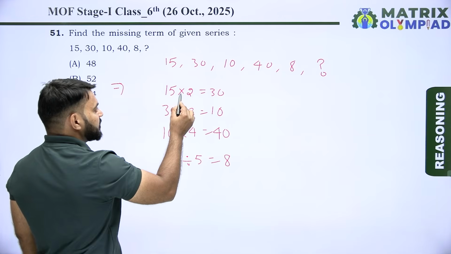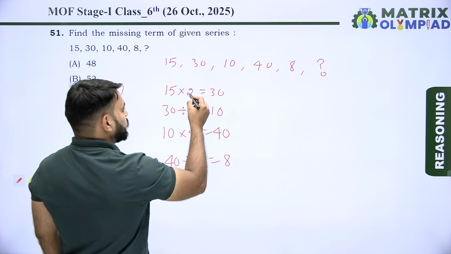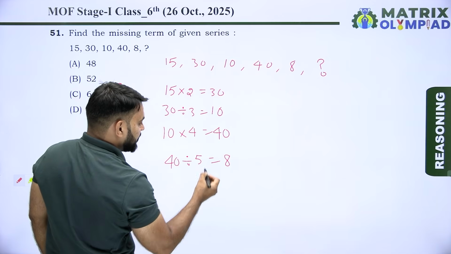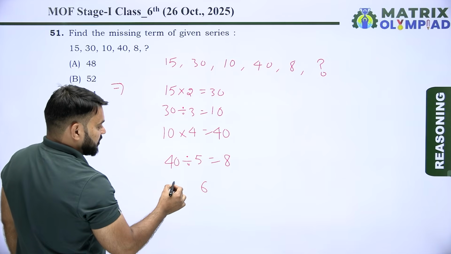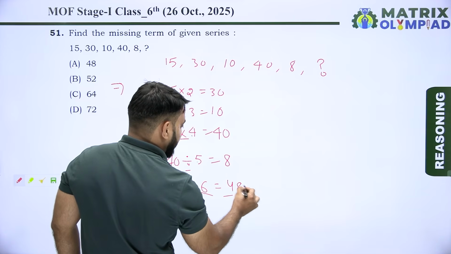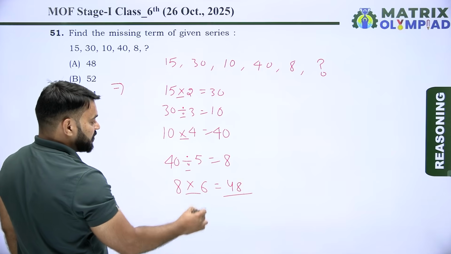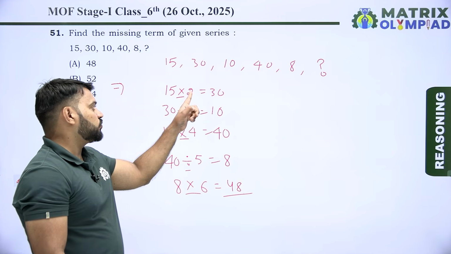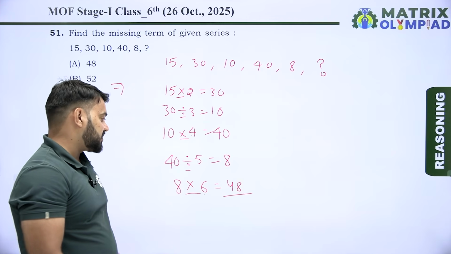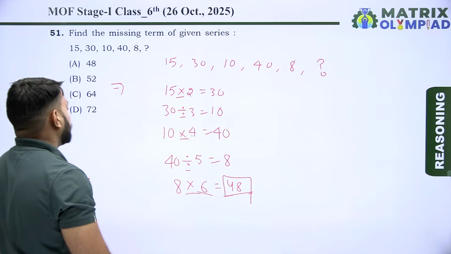So now the pattern is multiply, divide, and 2, 3, 4, 5, now 6. So 8 multiply by 6, it means 48. Because the pattern is multiply, divide, now multiply, and the numbers are 2, 3, 4, 5 and 6. So 8 multiply by 6, it means 48 is the next number of the given number series.